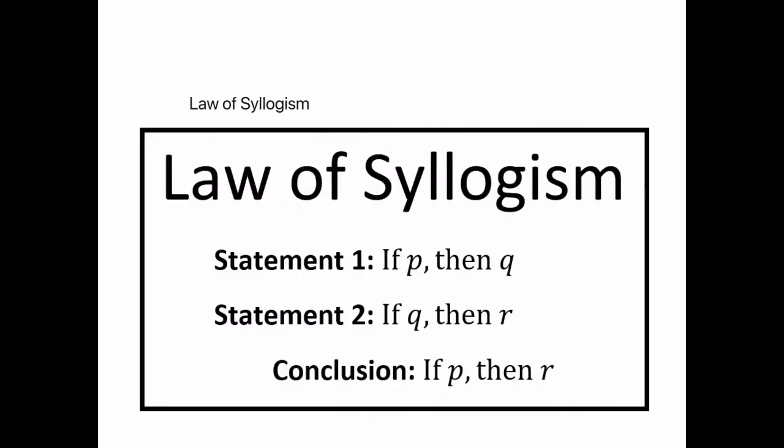The second law is the law of syllogism, and it says that if P, then Q, and then there's a second statement that starts with the same phrase, if Q, then R. And so the conclusion is that you cut out the middleman there and you go from if P, then R. There's another example of this on Canvas under the lesson for this, and it says that if you read a good book, then you enjoy yourself.